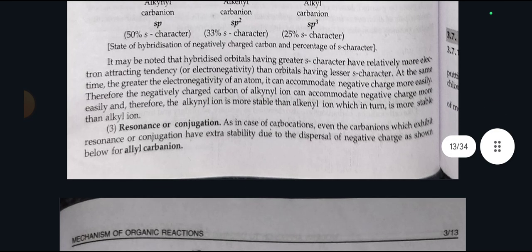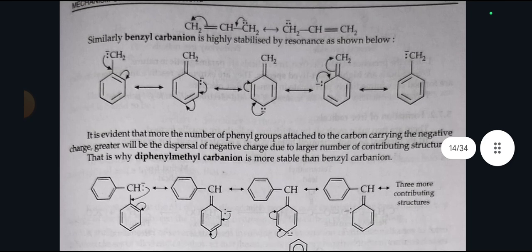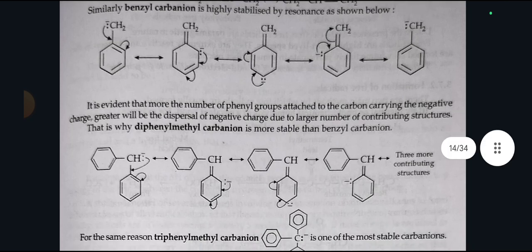Third, resonance or conjugation. As in the case of carbocations, even the carbanions which exhibit resonance or conjugation have extra stability due to the dispersal of negative charge as shown below by allyl carbanion. CH2=CH-CH2 negative, CH2 negative-CH=CH2. Similarly, benzyl carbanion is highly stabilized by resonance.